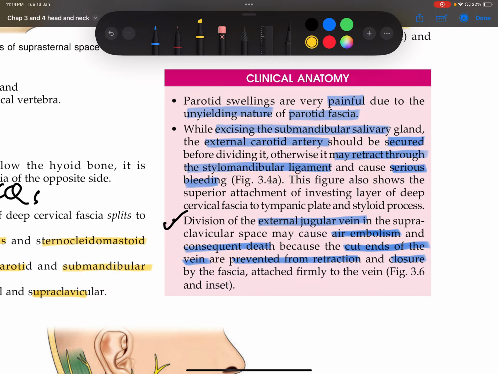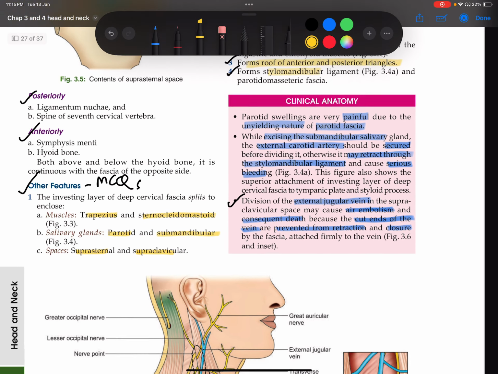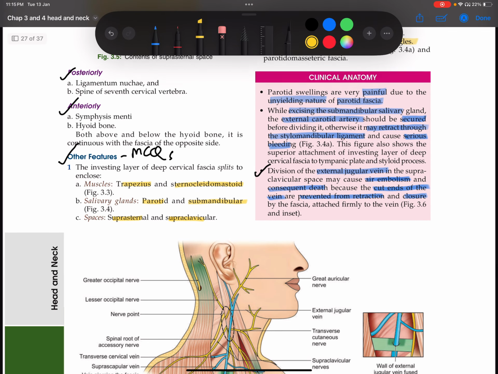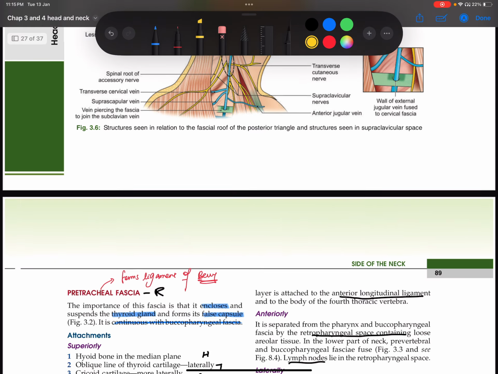So, whenever you're excising submandibular salivary gland, which is also enclosed by the investing layer of the deep cervical fascia, you have to also ensure that the external carotid artery is secured in place, because retraction of the stylomandibular ligament can cause serious bleeding. Then division of external jugular vein in supraclavicular space may cause air embolism and consequent death, because the cut ends of the vein are prevented from retraction and closure by the fascia attached firmly to the vein, because it has an unyielding nature, so it ensures everything is attached very firmly.